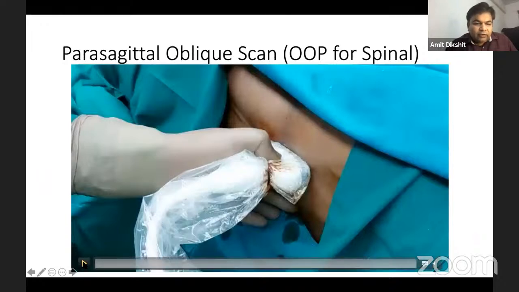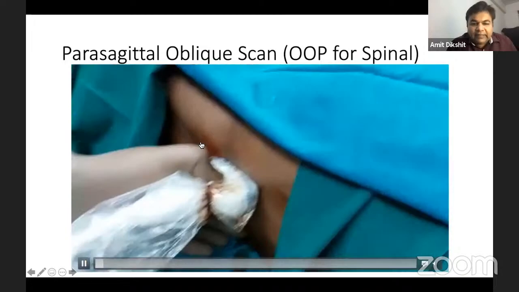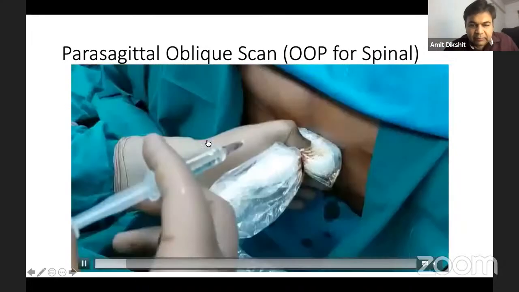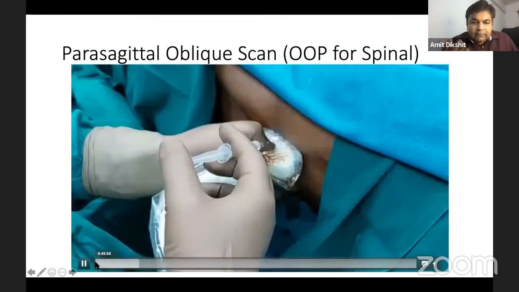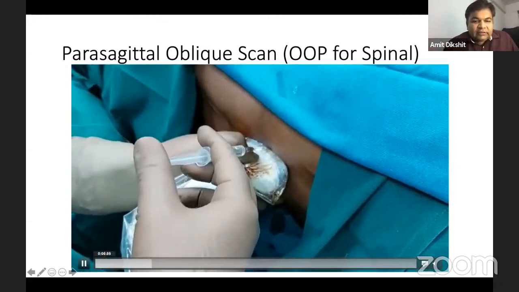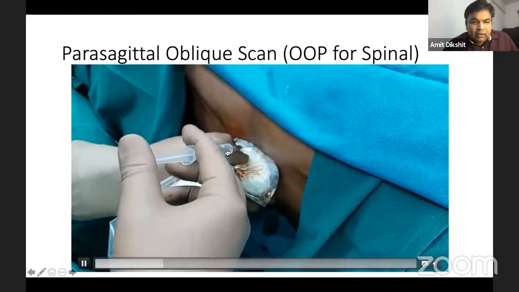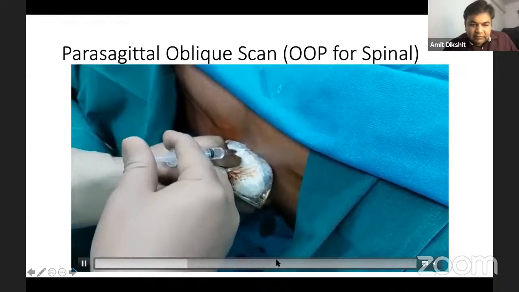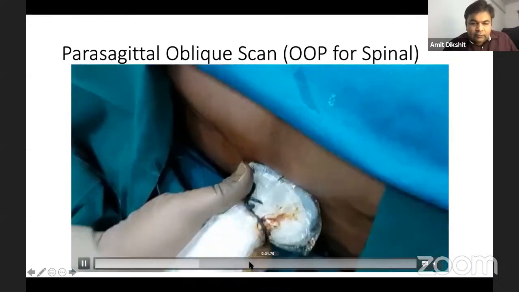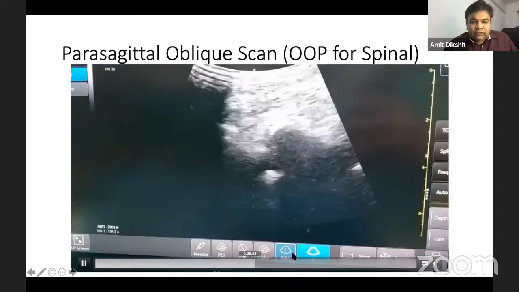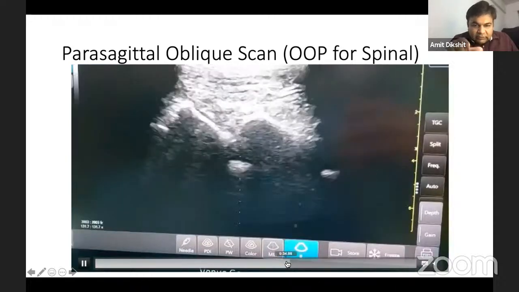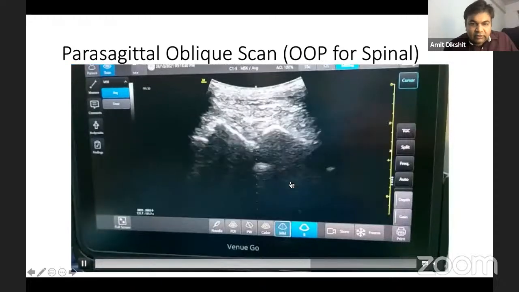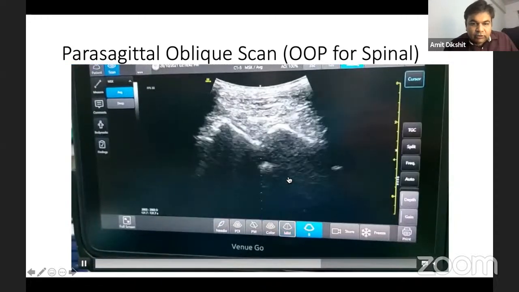Now, when it comes to the parasagittal oblique scan, that also we do out of plane. Now I'm showing here the spinal, and this practice will help you to develop confidence in doing thoracic epidural, which is again parasagittal with the out of plane technique. So local is being administered and we tend to pass the needle. We bring the structure in the middle of the screen. We see the posterior complex and you can see some movement of the needle coming down in the posterior complex area.